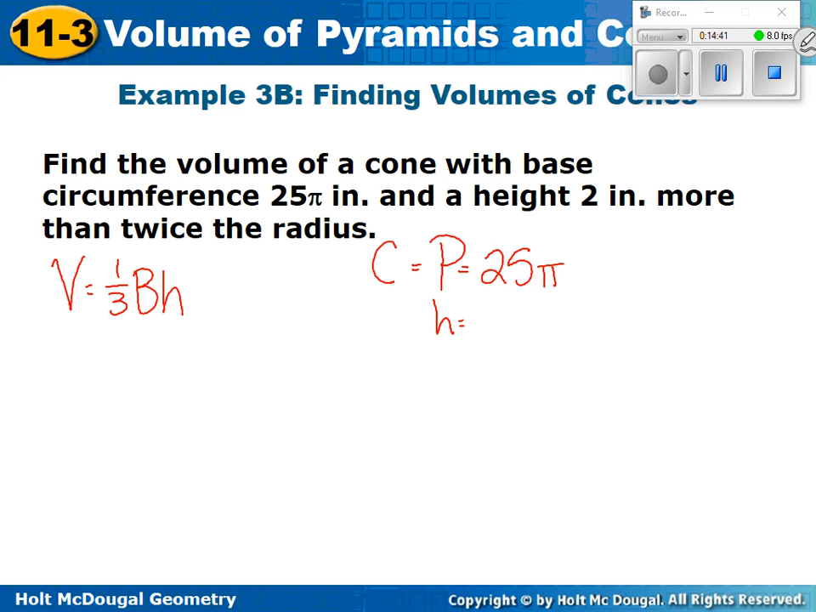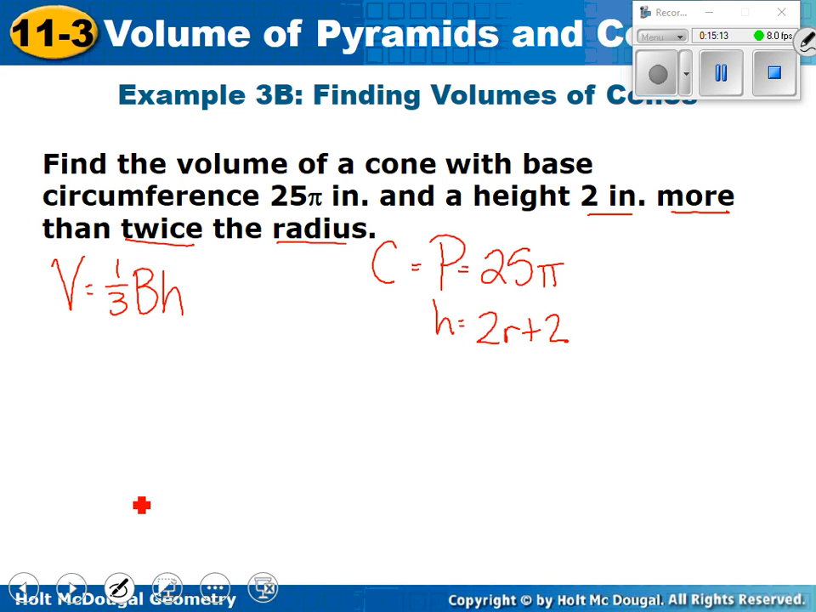Very good. Twice the radius, 2 inches more. So twice the radius plus 2. 2r plus 2. Okay. What are we going to have to find the height? R. How are we going to find R? Okay, what we know the circumference is 25 pi. What's the formula?